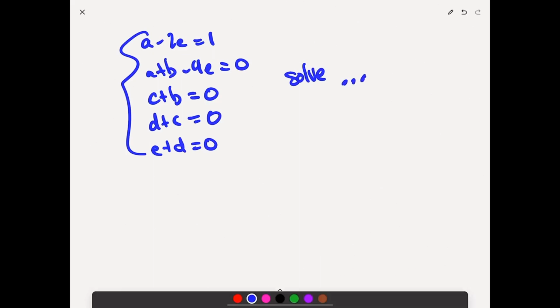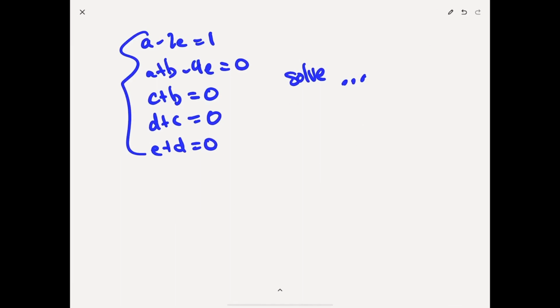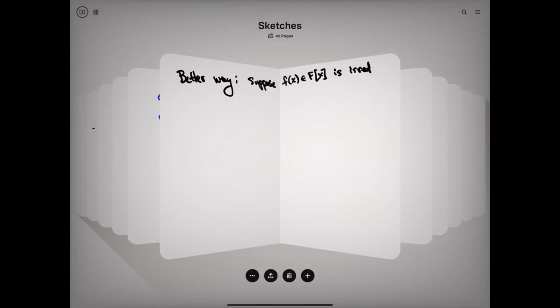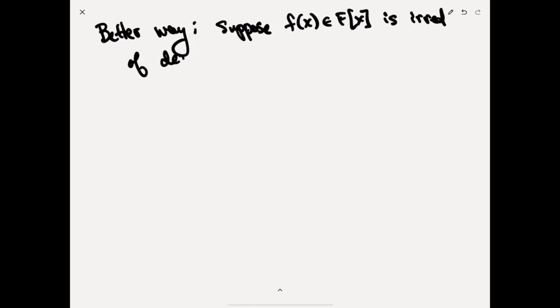Okay. Maybe there's a better way of doing this. So here's a better way of doing this. Let's set this up generally. So suppose f of x is irreducible of degree d, right?